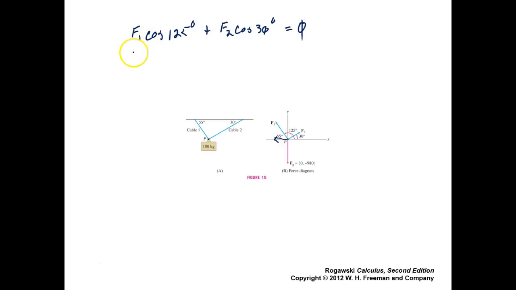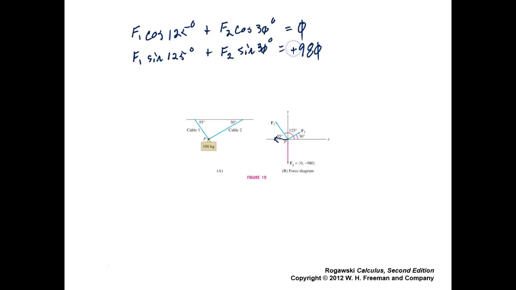Y component? Of 125, or 55, it wouldn't matter which one you did, they're going to be the same here. Yes, Y component, they would be the same, okay? Plus F2 sine 30 is equal to what? Negative 980. Okay, let's think about that. No, it is 980. Plus a negative 980 equals 0.